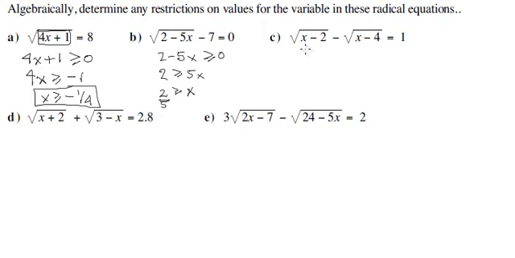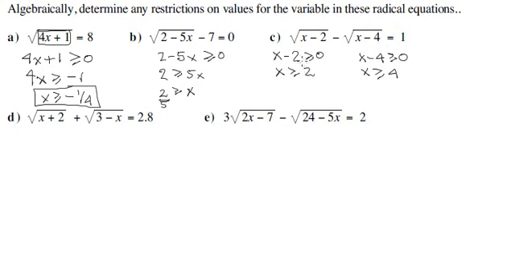C has 2 roots, which means we have to do this drill twice. First, x minus 2 has to be positive. Second, x minus 4 has to be positive, or at least 0. So here we get x is greater than or equal to 2. Here we get x is greater than or equal to 4.